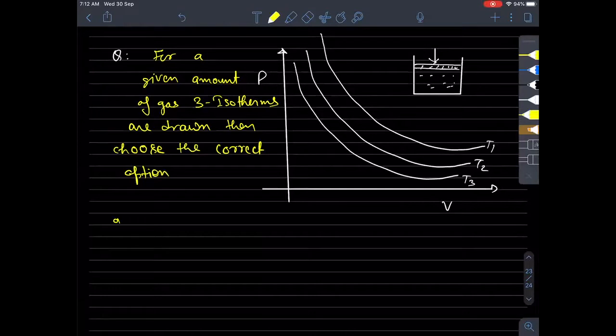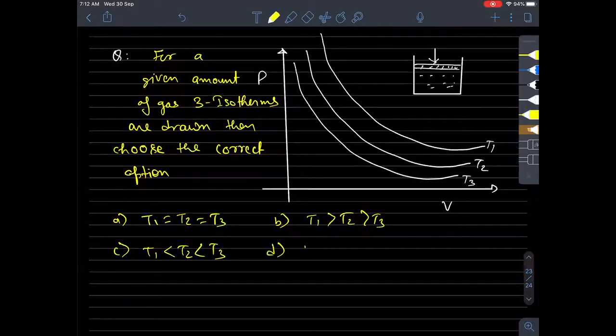So option A is all 3 are equal. Option B is T1 greater than T2 greater than T3. Option C is just the reverse of that. And D is none of these. Just pick the right choice, guys.